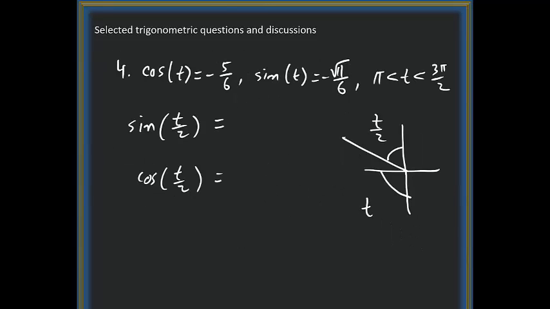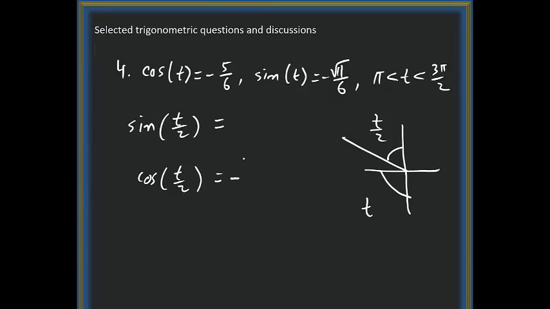In this problem, we have cosine t is negative 5 over 6 and sine t is negative square root of 11 over 6. And our t is between pi and 3 pi by 2. That means it is in the third quadrant. So when we take half of it, half of 180 will be 90 and half of 270 will be 135. So then t over 2 goes here. That means t over 2 is in quadrant 2. So when it is in quadrant 2, cosine will be negative and sine will be positive.